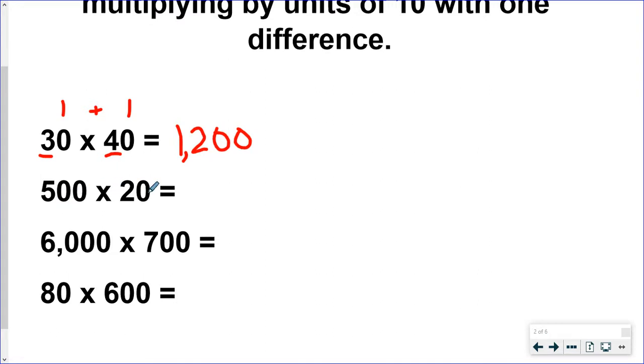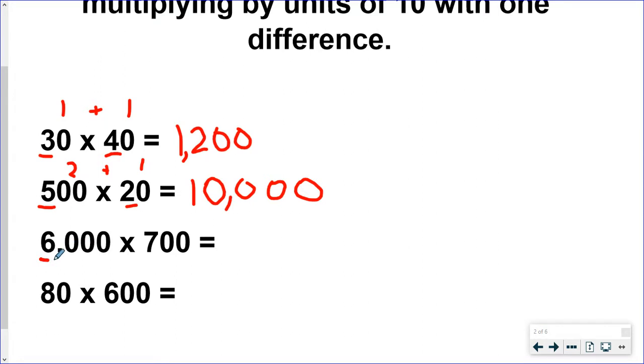I've got 500 times 20. Ignore those zeros. If I do that, it's just 5 times 2. 5 times 2 is 10. Now notice I did create a zero here because 5 times 2 is 10. Now I go back and count how many zeros I have here. Well, this side has 2, and this side has 1. So I'm going to add those two numbers together. 2 plus 1 is 3. So I need to add 3 more zeros. And even though there are 4 zeros here, remember this fourth zero came because I multiplied 2 times 5, and that gave me 10. So this answer here would be 10,000.